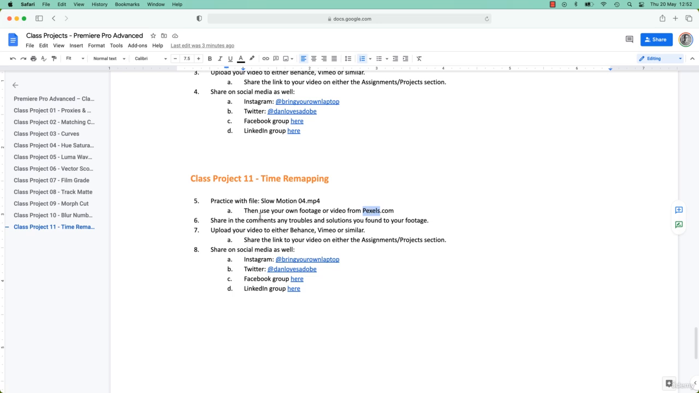Now, everyone's going to be using different stuff, so share in the comments any troubles you had and any solutions you found to those. So a reminder for you, like frame blending, okay, something you're going to have to jump into and probably experiment with, and the timing. It would be great for you to share any problems, any solutions to help other people as well.